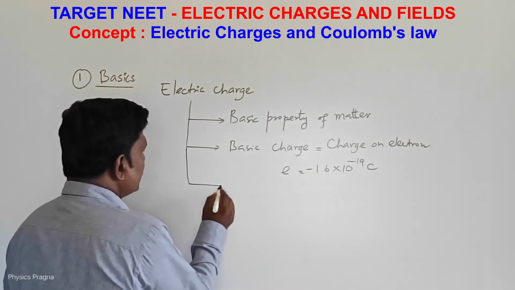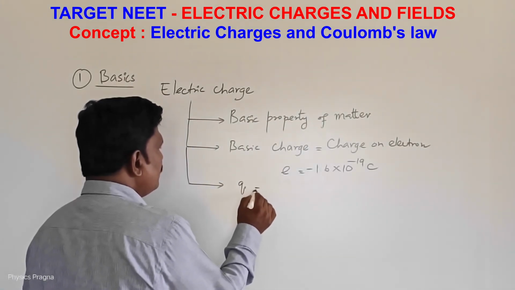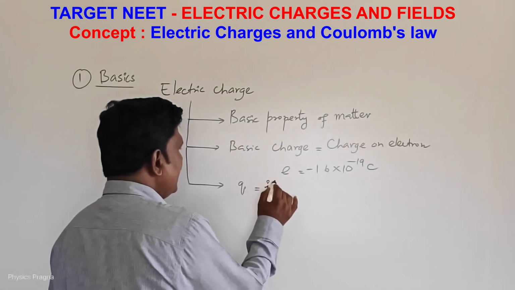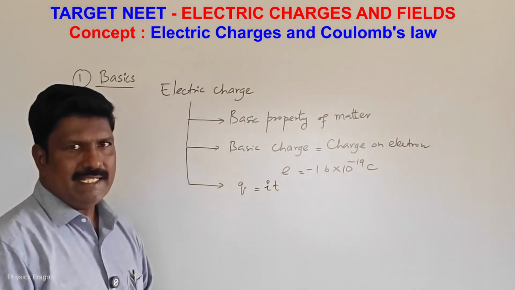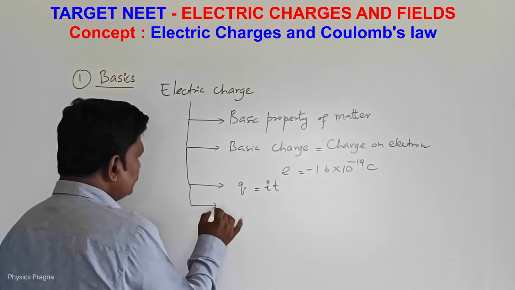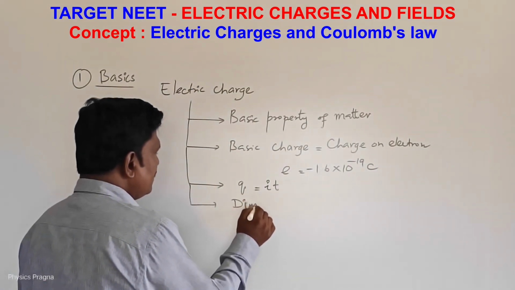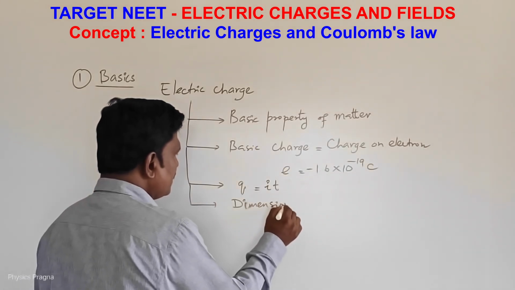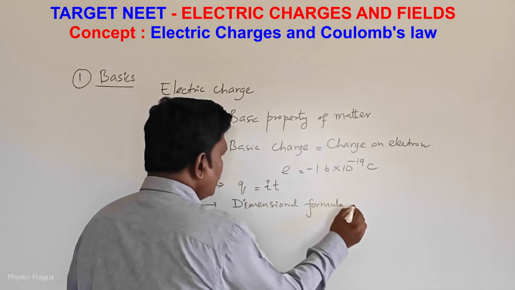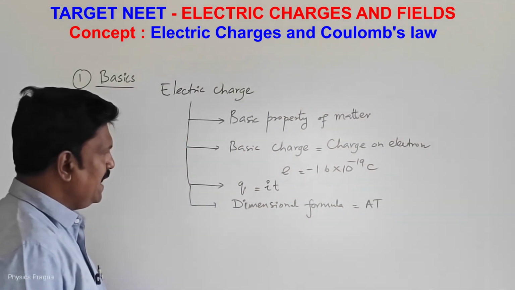Another one, these points we have to remember. The charge symbol we often use is a small q. The charge formula is q equals I t, where I is current and t is time. So the dimensional formula is A T.